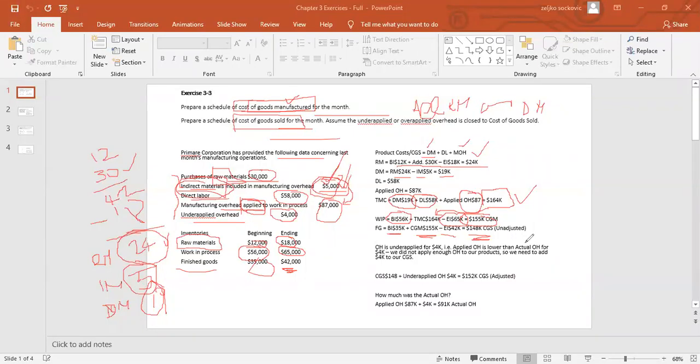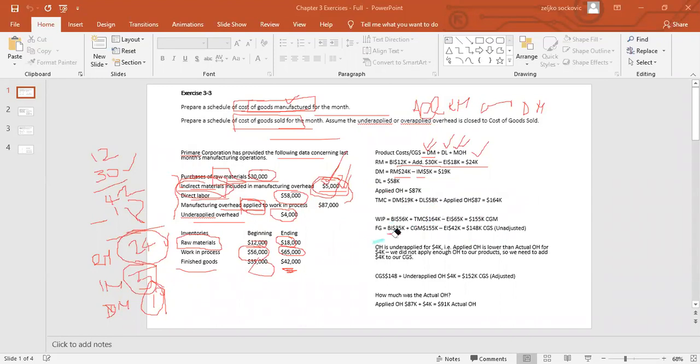Sorry, Professor, can you say again what TMC stands for? In work in process? TMC is total manufacturing cost. Okay, got it. Total manufacturing cost that we added in this period, as you can see here. Which cost did we add? Direct materials, direct labor, and manufacturing overhead, right?